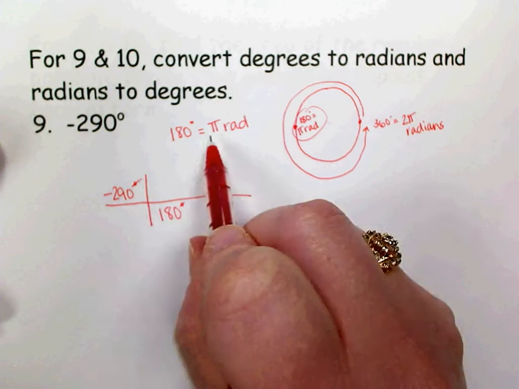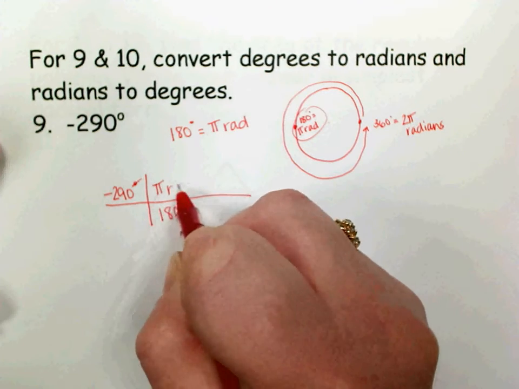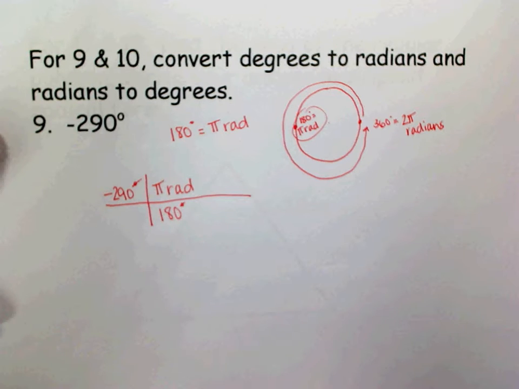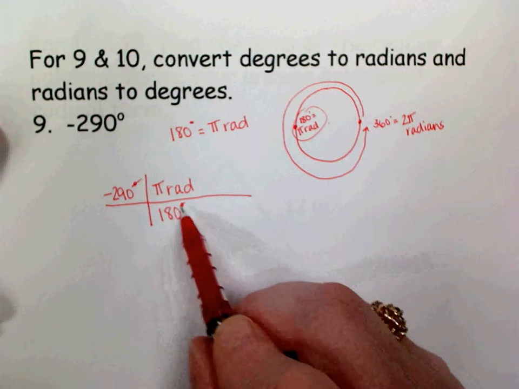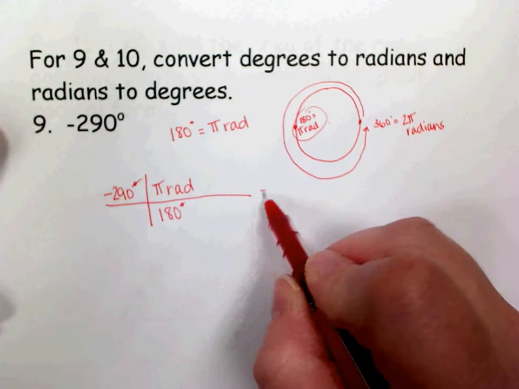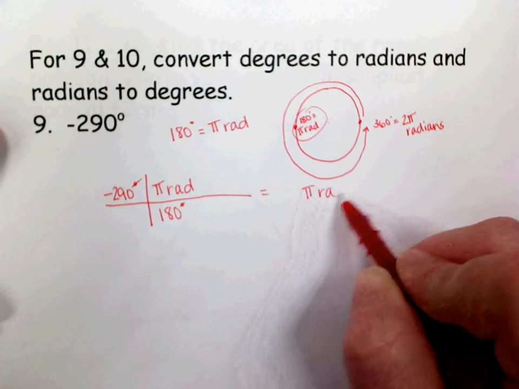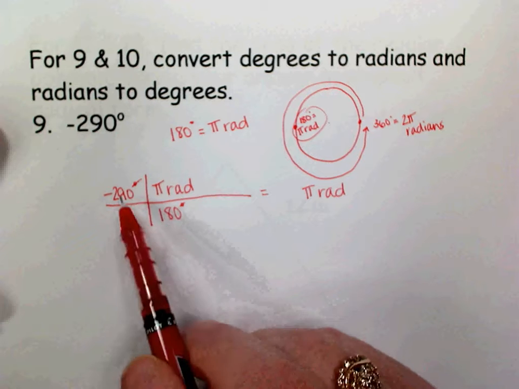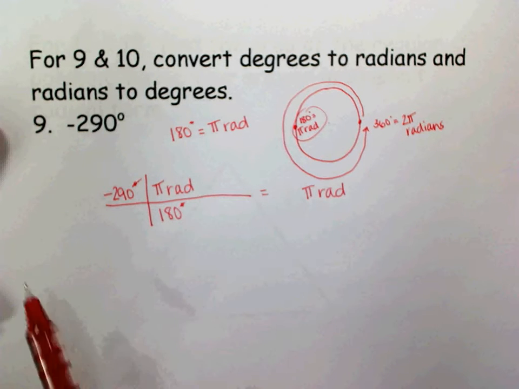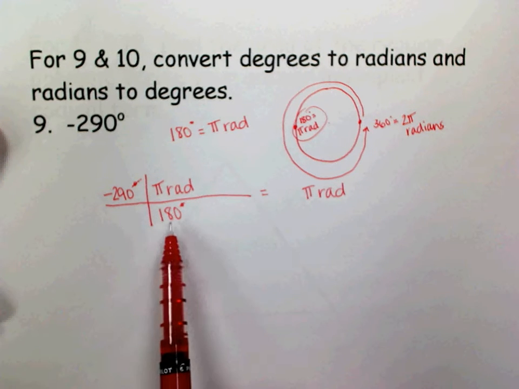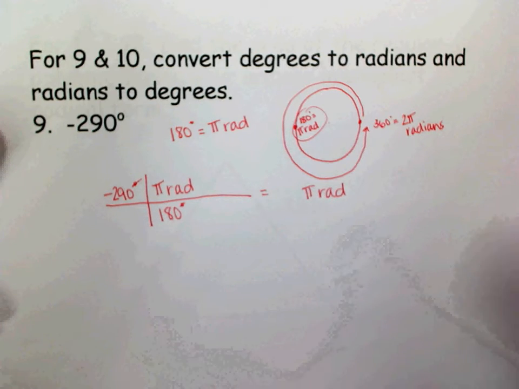180 degrees is equivalent to 1 pi radian, so I'm going to put pi radians in the numerator. Okay, so I've gotten rid of the degrees. My answer will be in pi radians. All I have to do is the computation here. Since negative 290 is in the numerator and 180 is in the denominator, that means you're doing division.